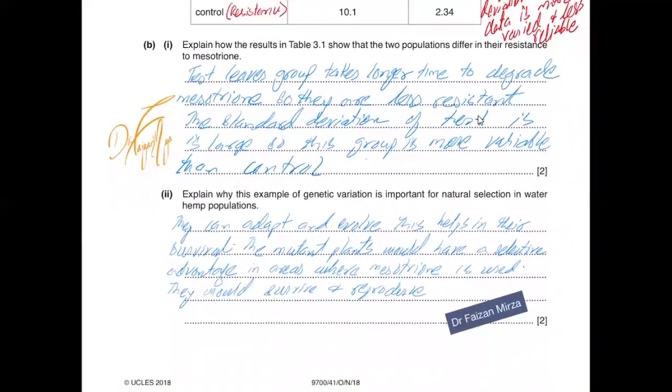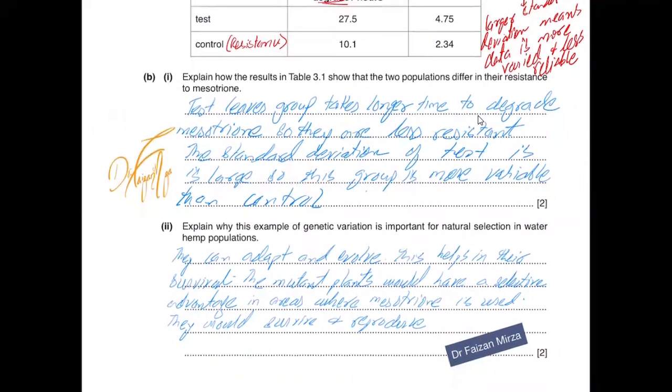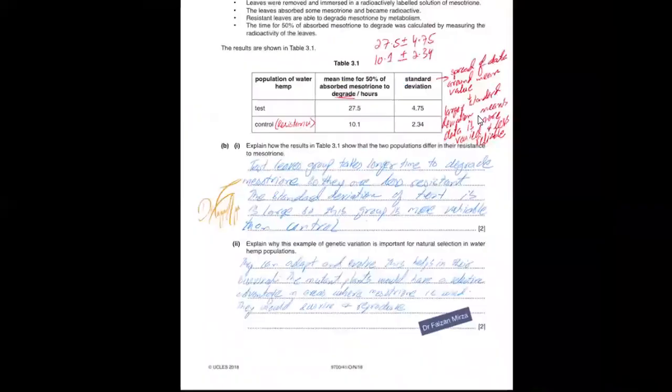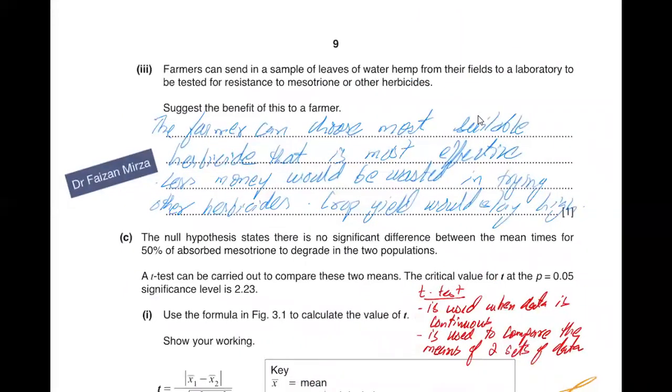Explain why this example of genetic variation is important for natural selection in the waterhemp population. We know that the hemp which is resistant is more evolved. Why is it more evolved than the wild type? Because it is able to grow even in a region where the mesotrione herbicide is being used. So what's its outcome in natural selection? Yes, they can adapt and evolve. This helps in their survival. The resistant plants would have a selective advantage in areas where mesotrione is used, and they would survive. So we have linked the details of mesotrione with what we already know about natural selection, that the better adapted ones survive.